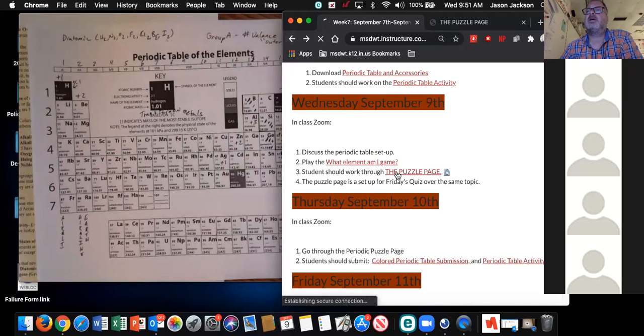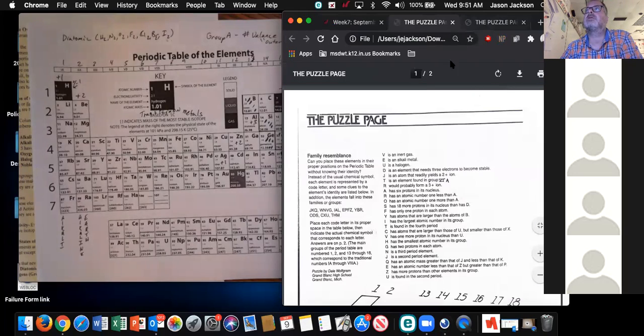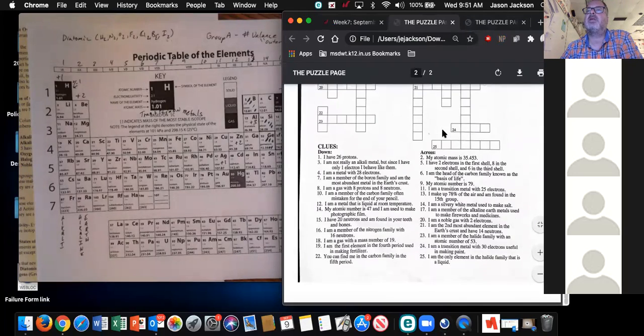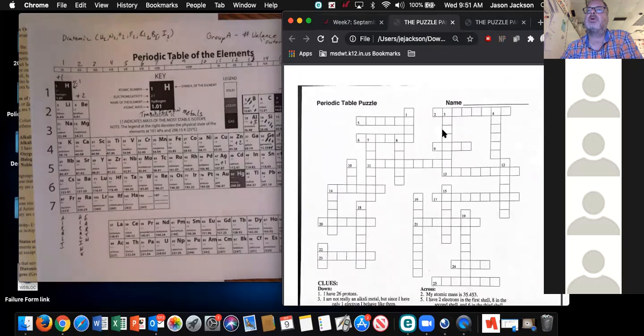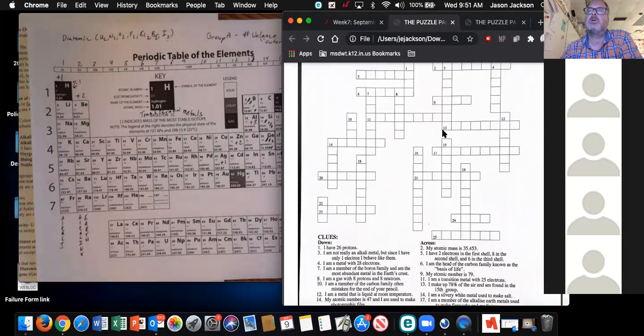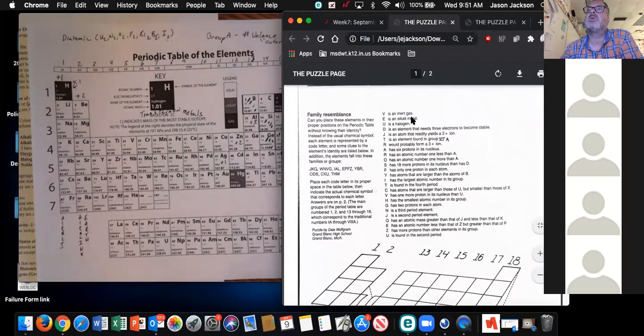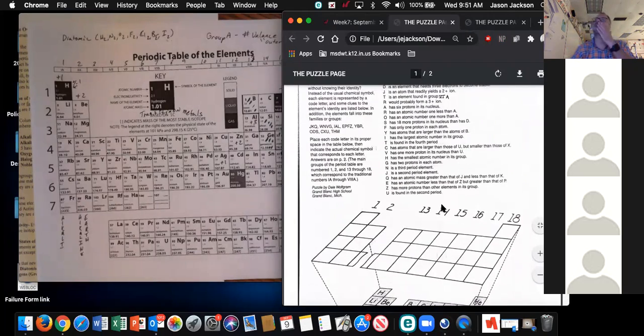The last thing for today is you'll want to get a copy of the puzzle page, which looks like this right here. And on the back of it, it has a periodic table. What do you call those? Crosswords. So again, it has these same type of things. I have 26 protons. I'm the head of the carbon family, known as the basis of life. All of these things are there. This is the harder part of this.